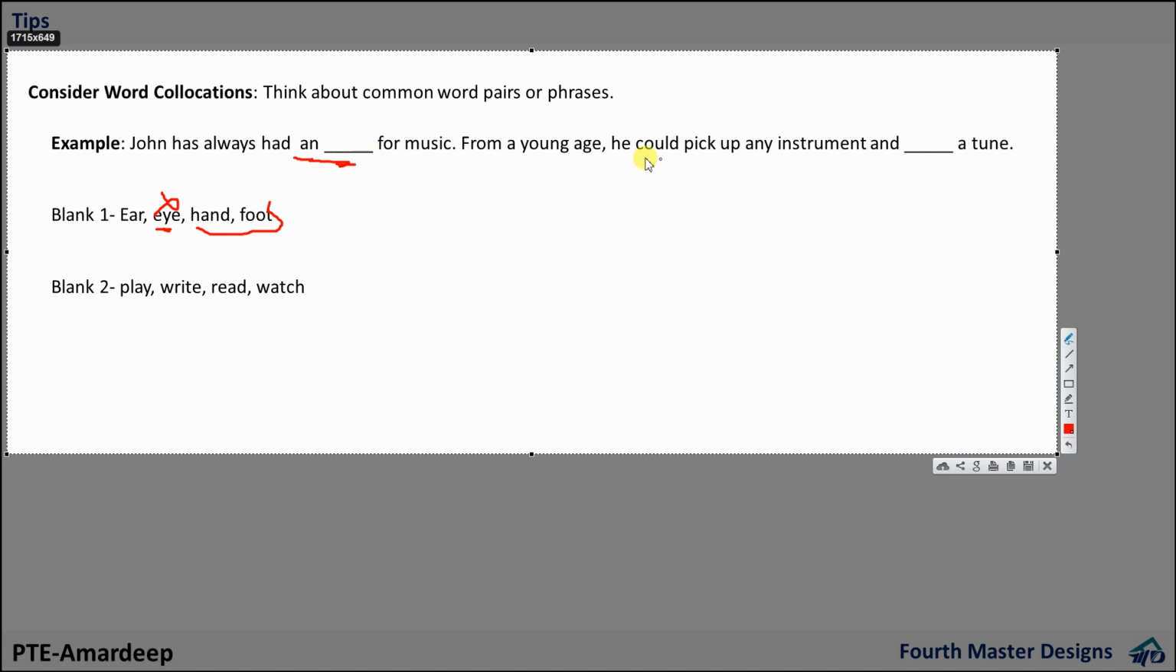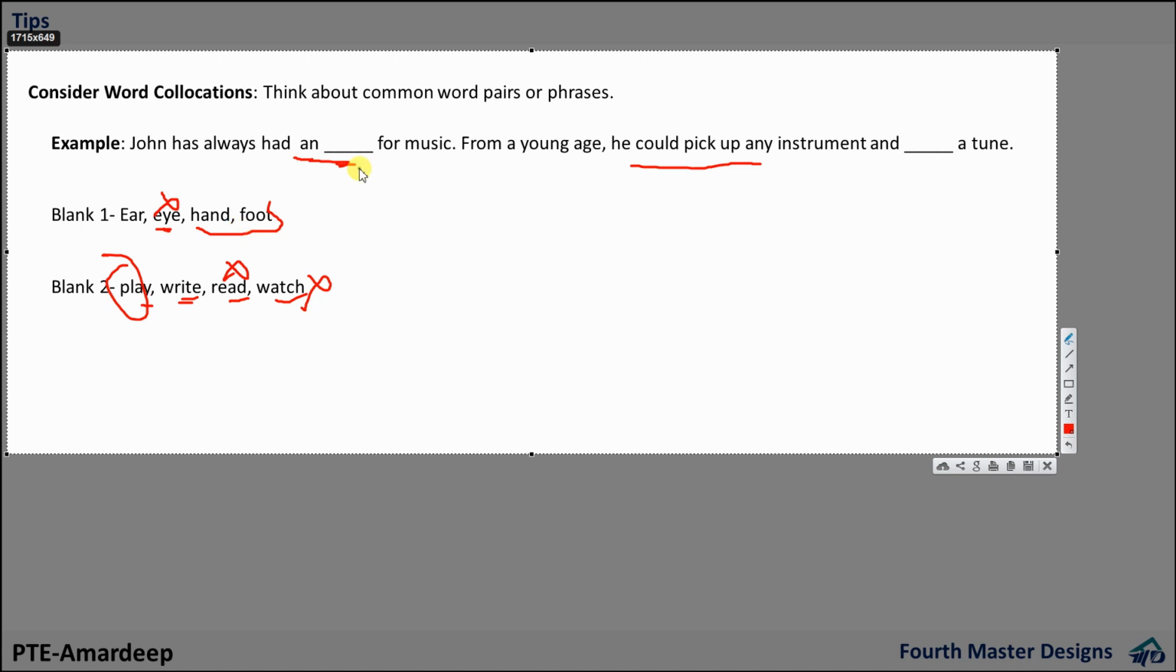Now the second one: from a young age he could pick up any instrument and dash a what? Play a tune, write a tune, read a tune, watch a tune. So he can, I don't know the technical word for this in the music industry, he can make a tune. Now he can watch a tune, doesn't make sense. He can read a tune, no. He can pick any instrument and produce that tune. So what is the nearest one here? Write no, read no, play only. It means he can take an instrument and just do it like that. So you should go with play only.